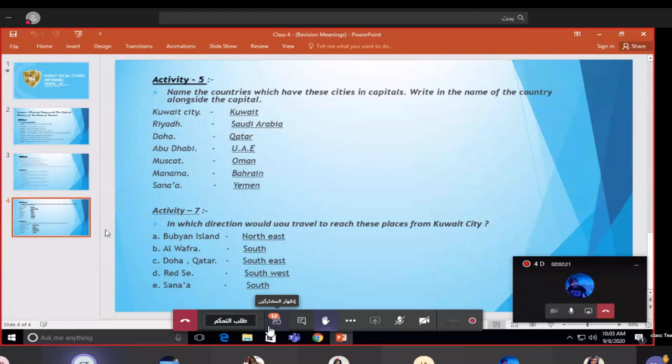Write activity number 5. Write today's date, 8-9-2020. Write activity number 5 and write the title, children. That is, name the countries which have these cities as capitals. Write in the name of the country alongside the capital. Now, these are the capitals, and alongside means this side. We'll be writing the name of the country. Okay, write this.